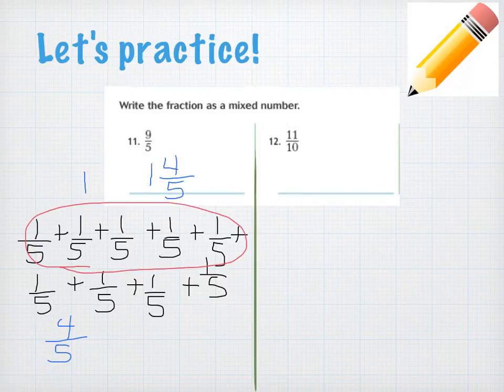11/10. How many 1/10 pieces do I need to make up 11/10? I need 11.